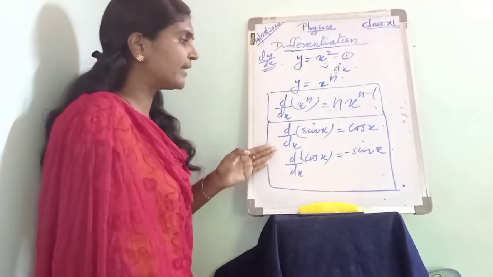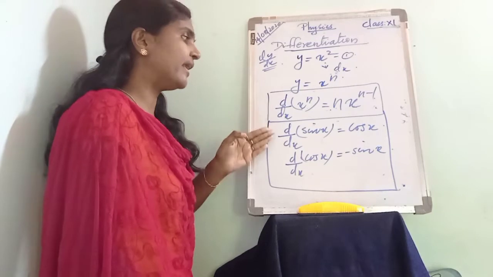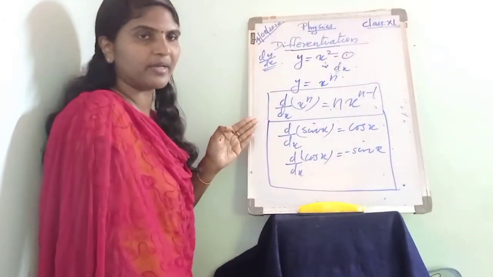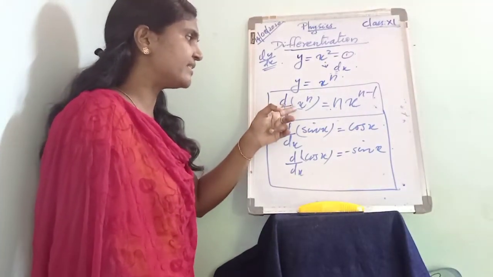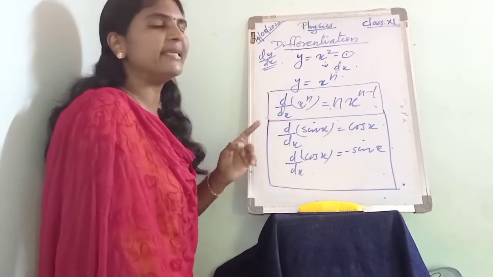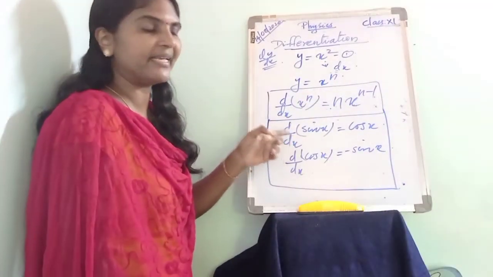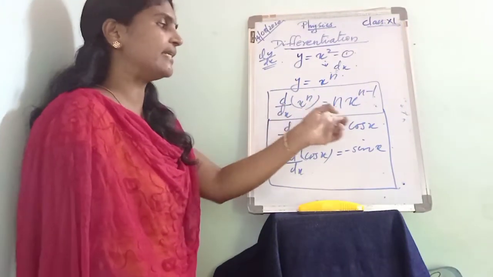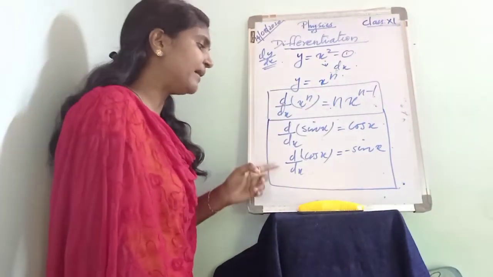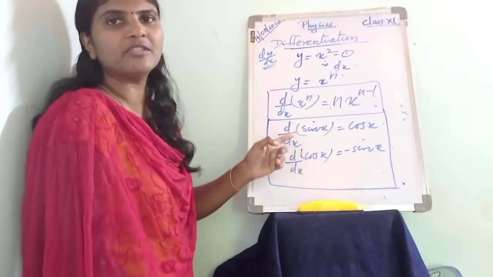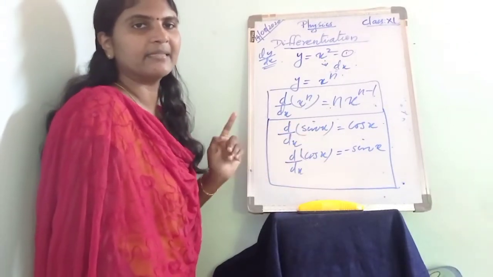These are the three important equations that are frequently used in physics. d by dx of x raised to n is equal to n into x raised to n minus 1, d by dx of sin x, the differential of sin x, is equal to cos x, then d by dx of cos x is equal to minus sin x.